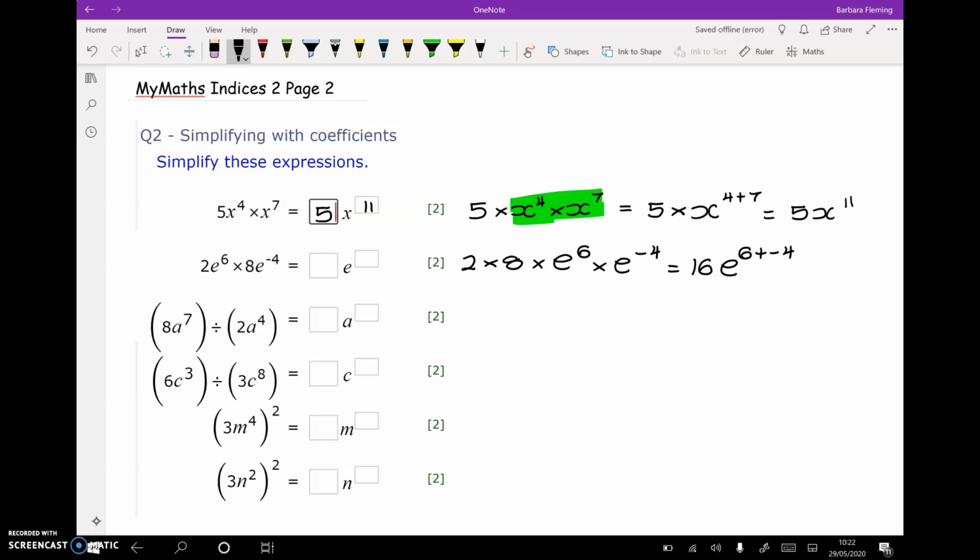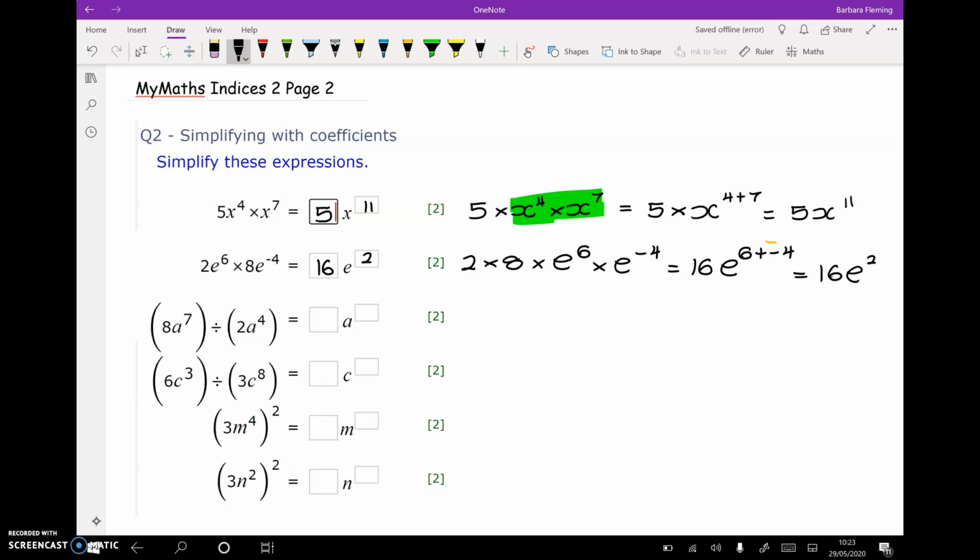Multiplying your expressions, we're going to add those powers. And we'll be left with 16 e to the power of 6 plus negative 4, which is 6 take away 4, which leaves us with 2. So we've got 16 e to the power of 2, or e squared.